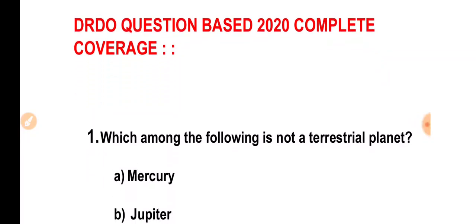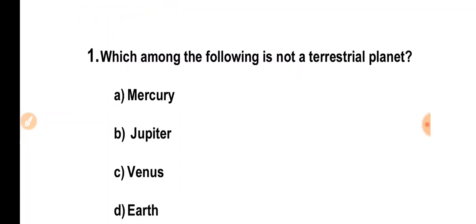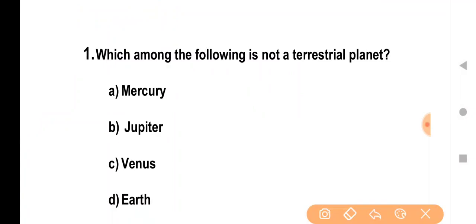Question number one: which among the following is not a terrestrial planet? And the answer is B, Jupiter. Also Saturn, Uranus and Neptune are not terrestrial planets.